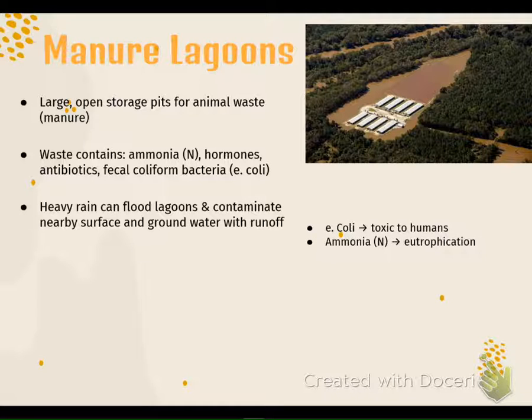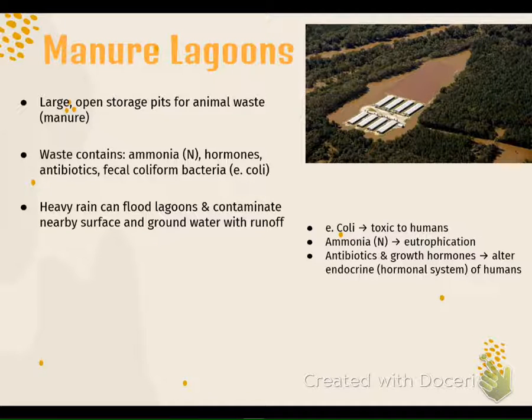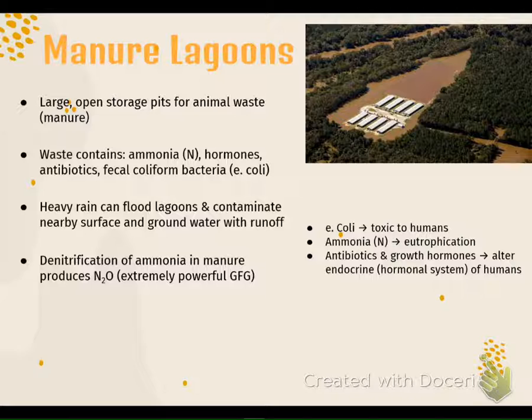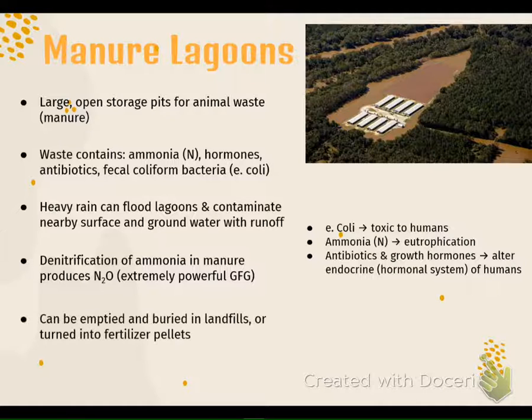Ammonia causes eutrophication. Antibiotics and growth hormones alter the hormone system of us and make bacteria more resistant to antibiotics. The denitrification of ammonia in manure produces nitrous oxide, which is an extremely powerful greenhouse gas. These lagoons can be emptied, and the manure can be buried in landfills or turned into fertilizer pellets and used on farms.